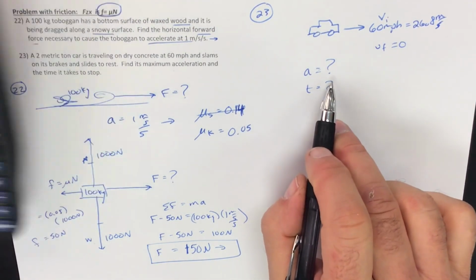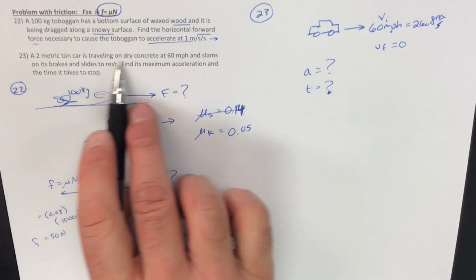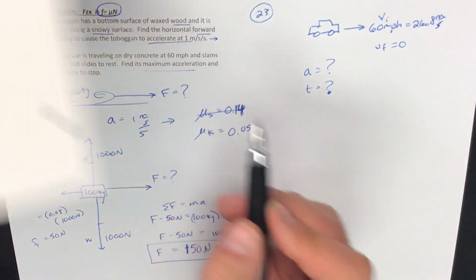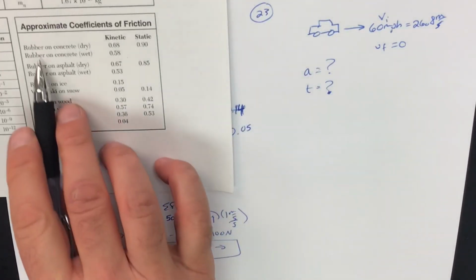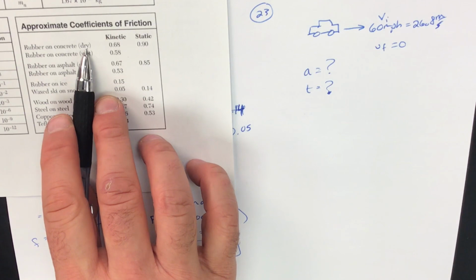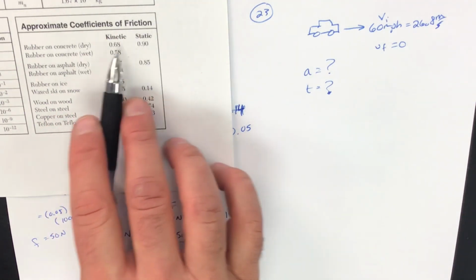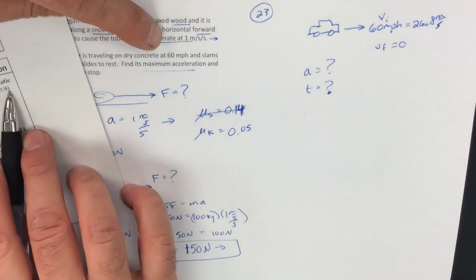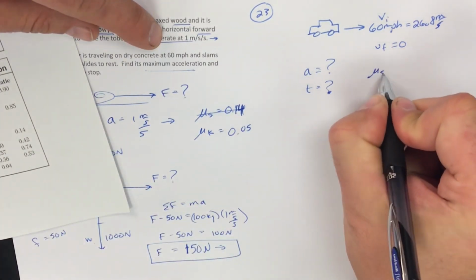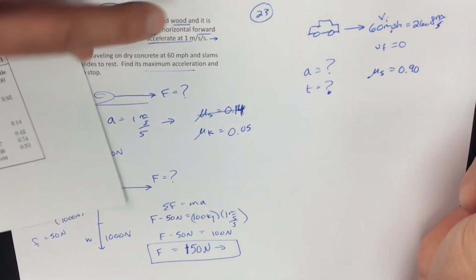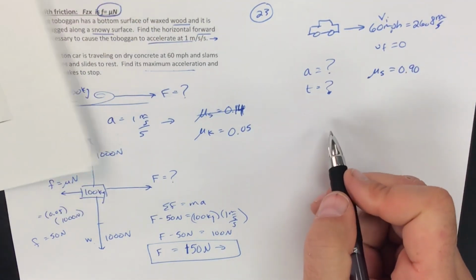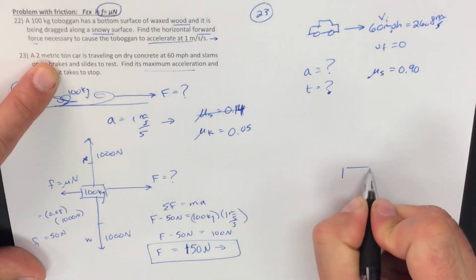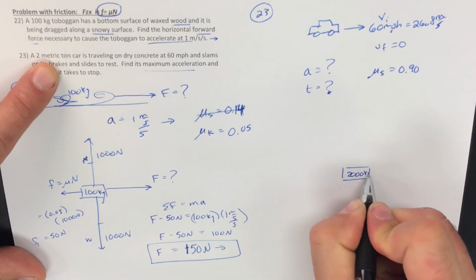And let's see, what's the acceleration? This is a car traveling on dry concrete, 60 miles an hour, slams on its brakes and slides to rest. Maximum acceleration. So car on concrete, rubber on concrete, dry, which is preferable, kinetic versus static. We don't want the kinetic, we want the maximum acceleration. So that'd be a static of 0.9. Coefficient of static friction is 0.90. That's the one we're going to use. The 2 metric ton car, that's 2,000 kilograms. Here is the free body diagram, 2,000 kilograms.